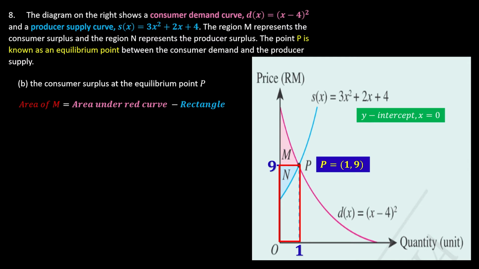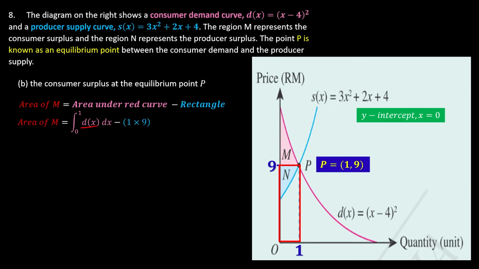We can just do the integration from 0 to 1, bounded to the x-axis. But what is the y in the middle? The y is eventually the demand curve, which is the red color curve. What's the dimension of the rectangle? Of course, this is 1. And how tall is it? It's 9. So 1 times 9 is the area of the rectangle.